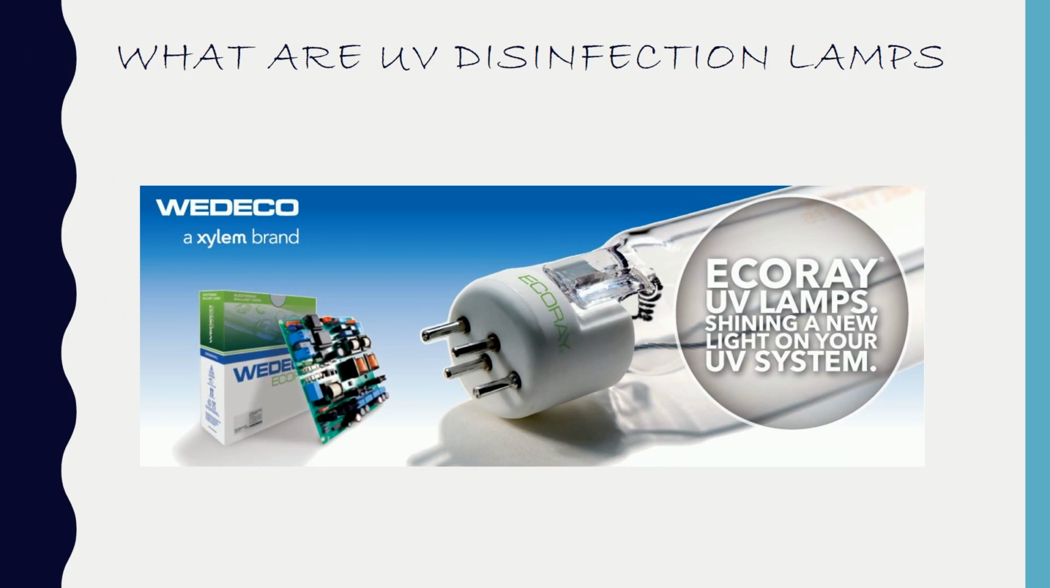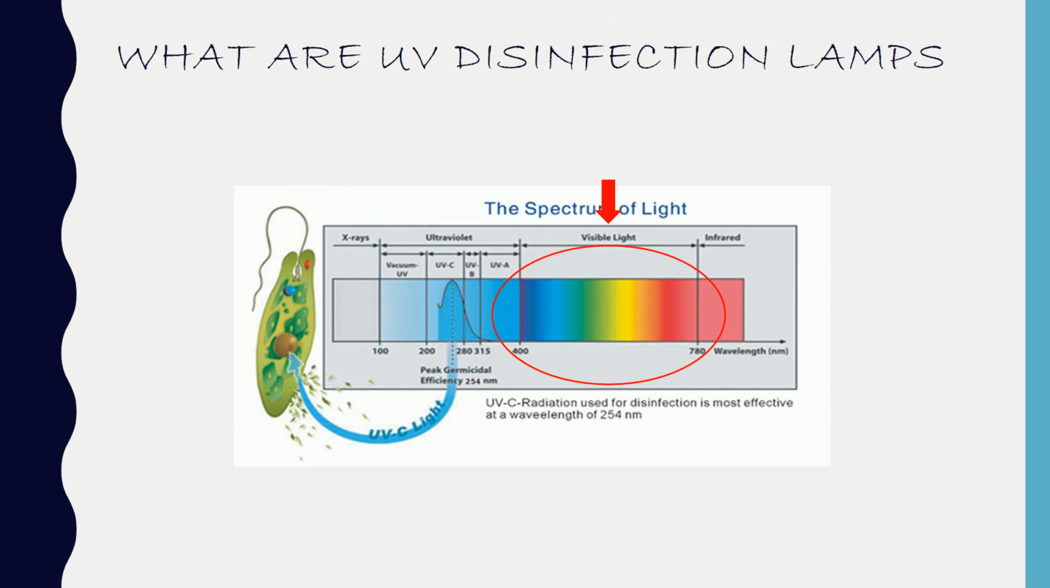UV disinfection lamps can be described as being very similar to conventional fluorescent lamps used for conventional lighting for housing and businesses. But instead of emitting light in the visible light range between 400 and 780 nanometers, UV disinfection lamps emit light in the UVC range between 200 and 280 nanometers, with the highest output at 254. 254 nanometer penetrates the DNA of microorganisms and humans and destroys the ability to reproduce the DNA, and hence it can be used for disinfection purposes.